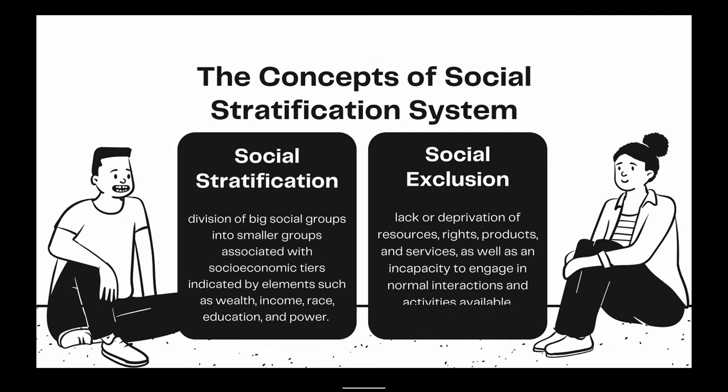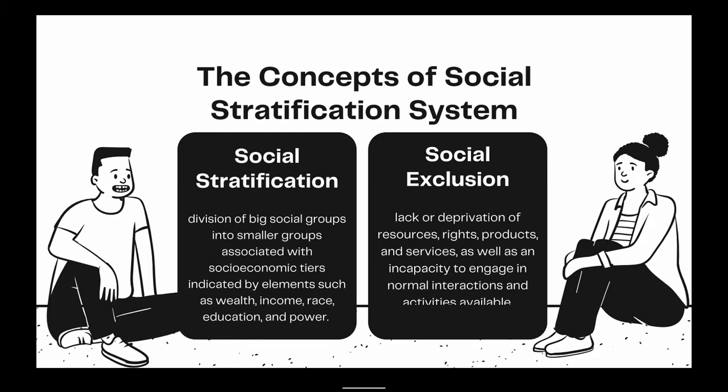So, social stratification refers to the division of big social groups into smaller groups associated with socio-economic affairs indicated by elements such as wealth, income, race, education, and power. Social stratification gives rise to social inequalities because the members of the society are divided according to what social groups they belong to.